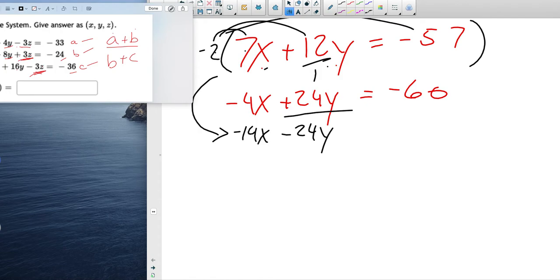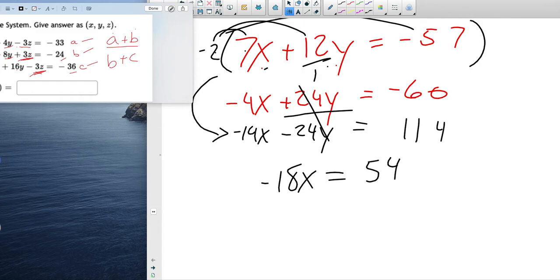Negative 2 times negative 57, what's that? 114? I think that's right. It would be positive, right? Because negative 2 and negative 57. I'm pretty sure that's right, but I'm just checking. Okay, 114. Good. Now if I add them, I get negative 18x. And adding those two, 114 minus 60, positive 54. Divide by negative 18. I get negative 3. So x is negative 3.